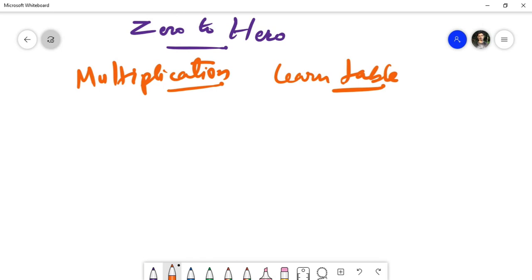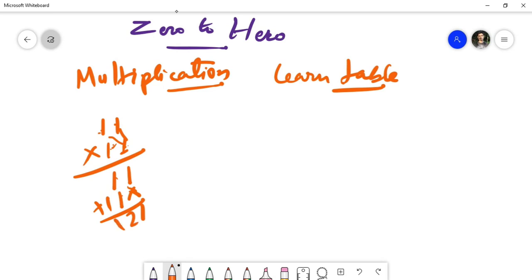Now let's learn about this one. 11 times 11. If you multiply, you see 1 into 1 is 1. 1 into 1 is 1. Again 1 into 1 is 1. Now as we wrote this, we'll leave a space. And 1 into 1 is 1, 1 into 1 is 1. So we'll add this: 1 plus 1 is 2, and this is 1. This is 121.